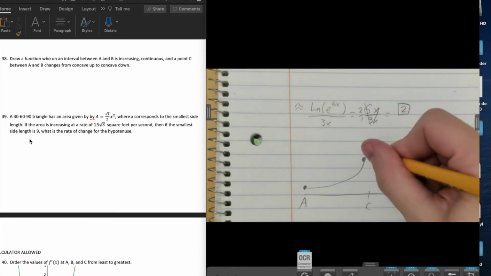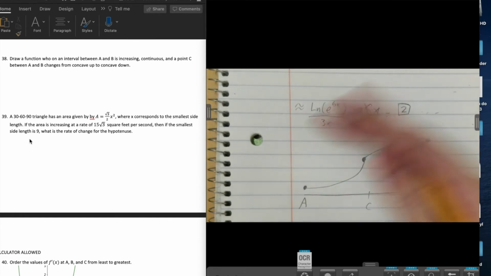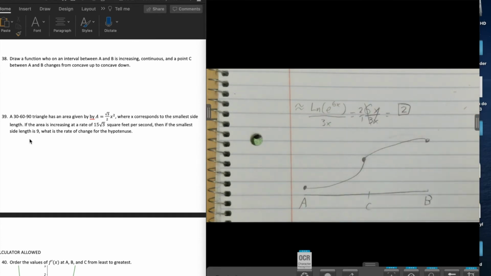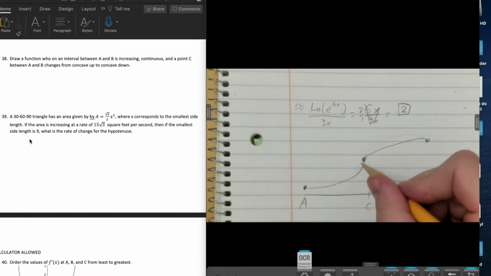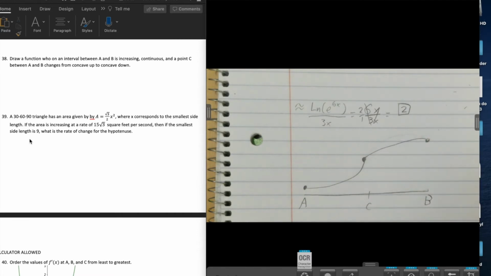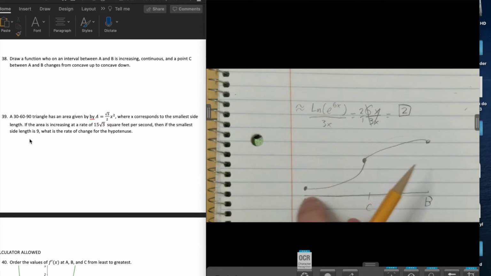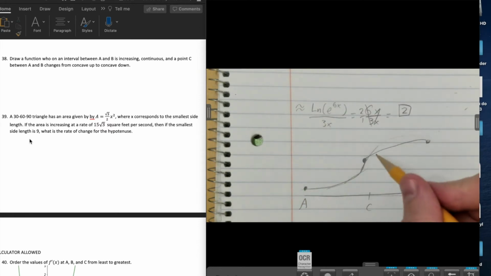So it's going to look something like that. Now it's increasing the whole time. It got a little sloppy, but you see the idea. Increasing, the slope is always positive, and it changes from looking concave up to concave down. So just remember that idea of what concavity looks like and what it means to be increasing. It means your slopes are always positive. Whenever you draw a tangent slope, it's always positive.